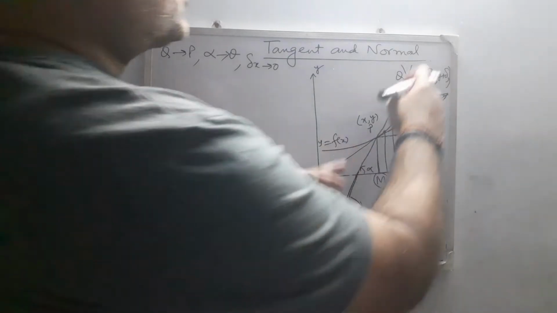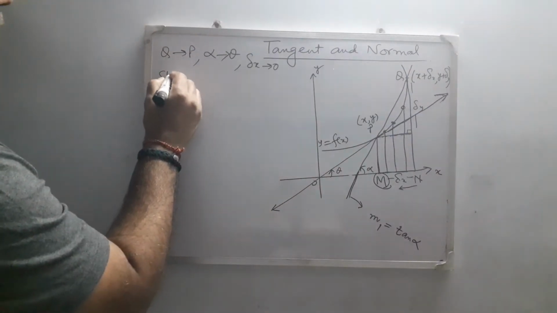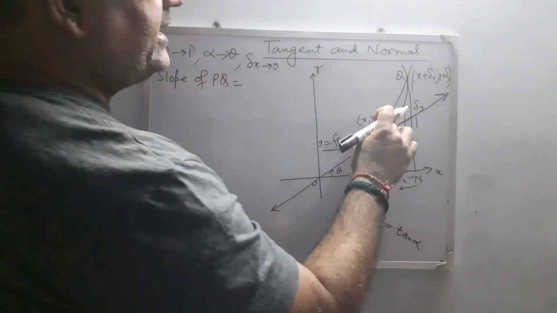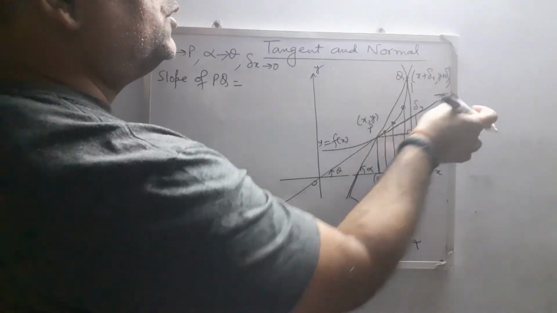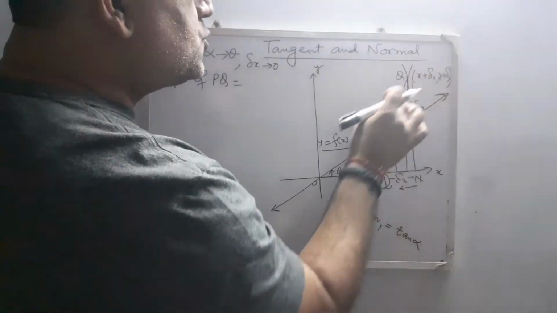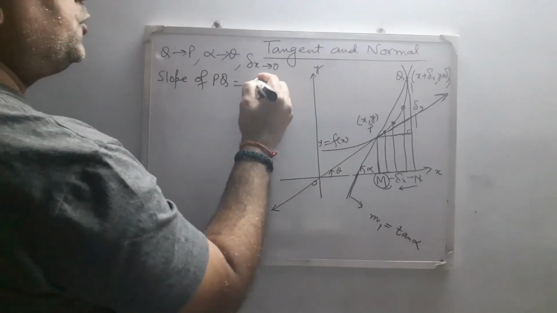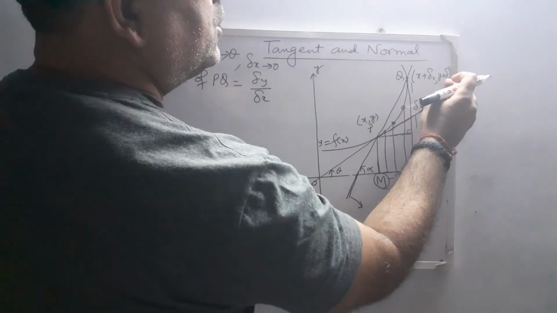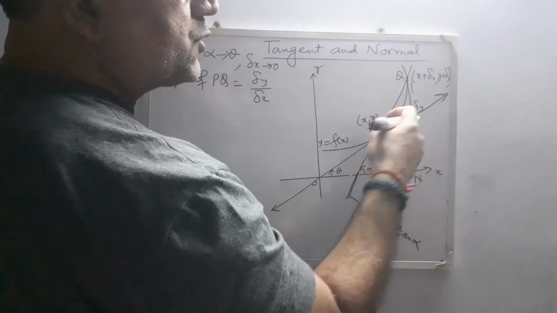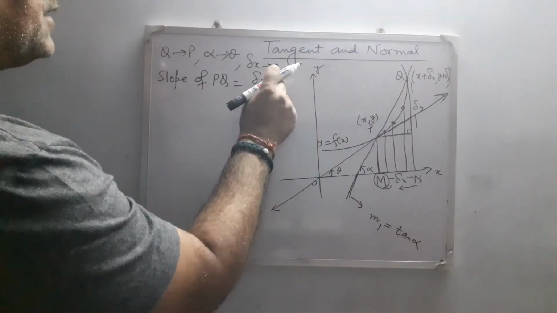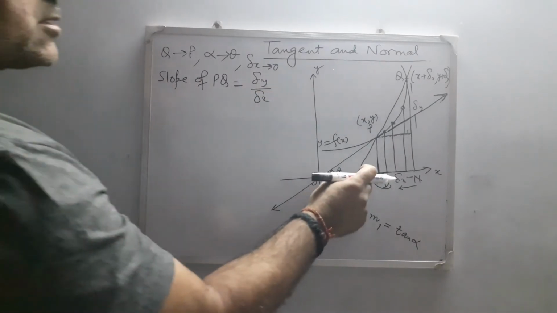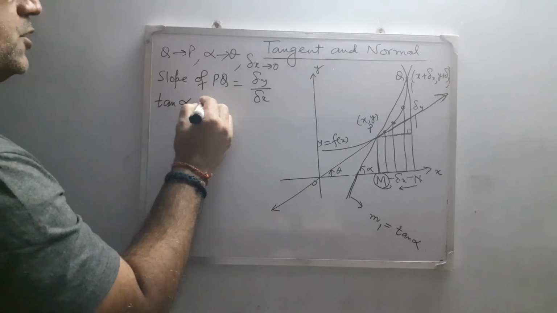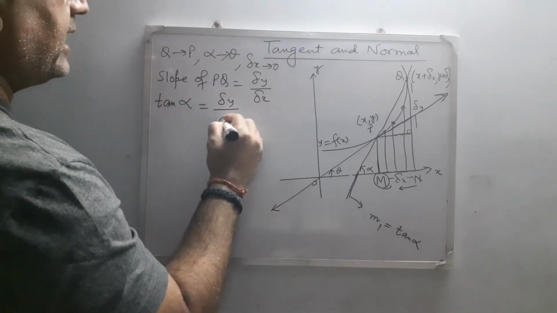Now what about slope of PQ? If we observe here, there are 2 points P and Q. So y2 minus y1 by x2 minus x1, that is the slope. So you can calculate it will be delta y by delta x. y2, this y plus delta y minus y. So y cancels out. So it becomes delta y by delta x, slope of PQ. But slope of PQ is what? It is tan alpha. So tan alpha we have assumed is equal to delta y by delta x.